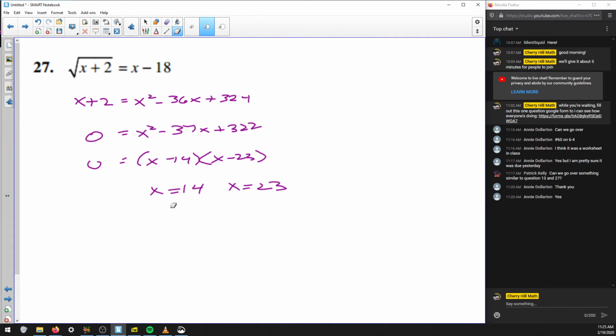If I plug in the 14, I get the square root of 16, which is 4. And if I plug in 14 here, I get 14 minus 18, which is negative 4. That one's no good. For this one, though, if I plug in the 23, I get 23 plus 2, which is 25. So the square root of 25 is 5. And if I do 23 minus 18, I also get a 5. So that one is good. That's going to be my only answer.